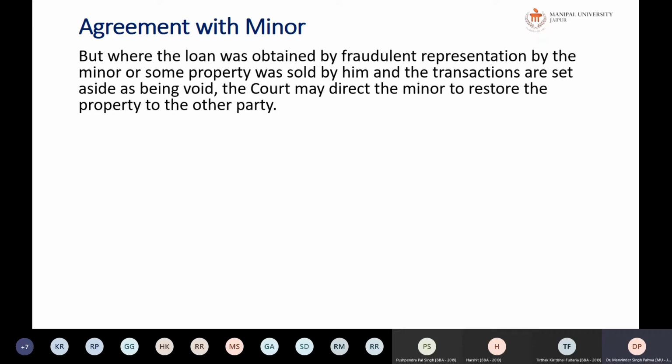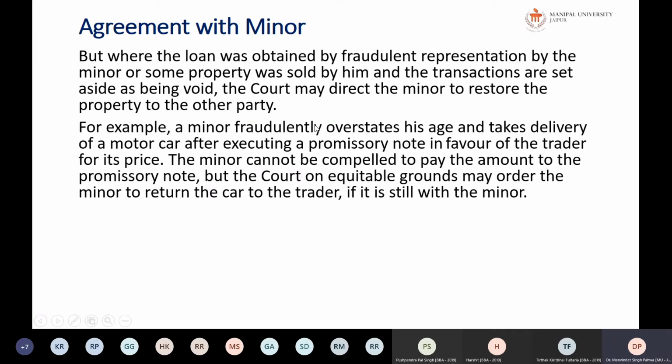In the same way, the court also does. The court also considers a minor as a kid only, and it will just tell him to give back the property, and the property will be restored in the name of the other person itself. Okay. So this is something related to that only.